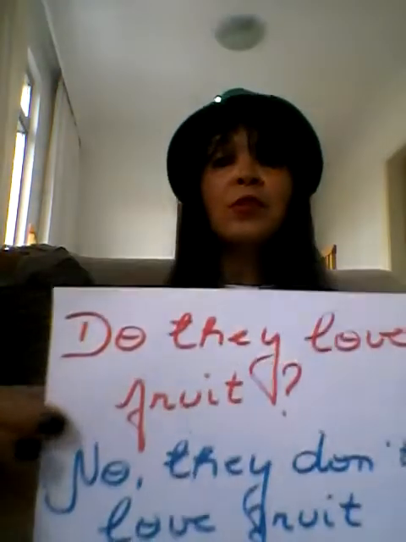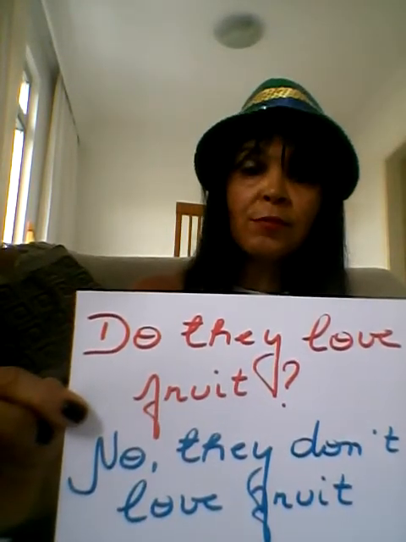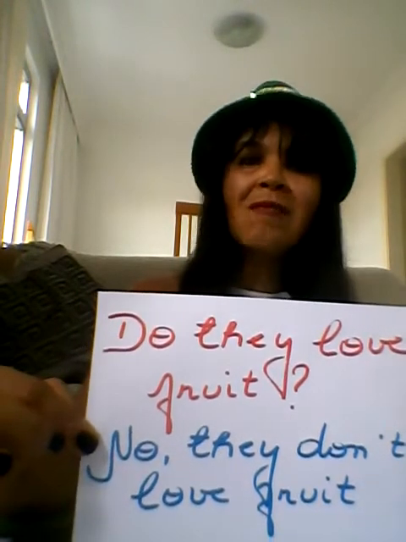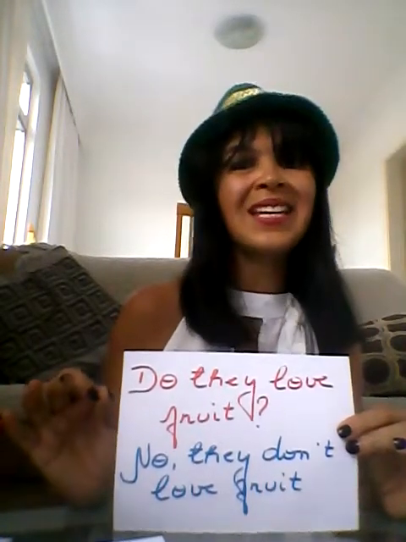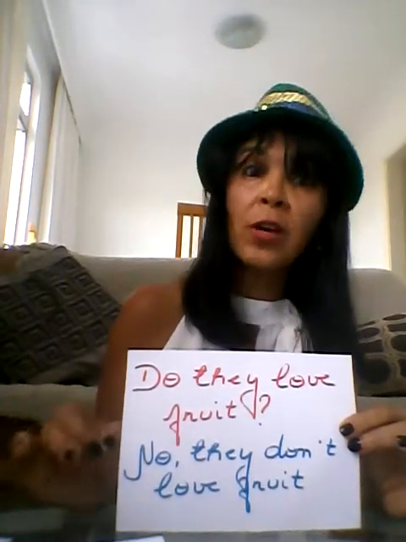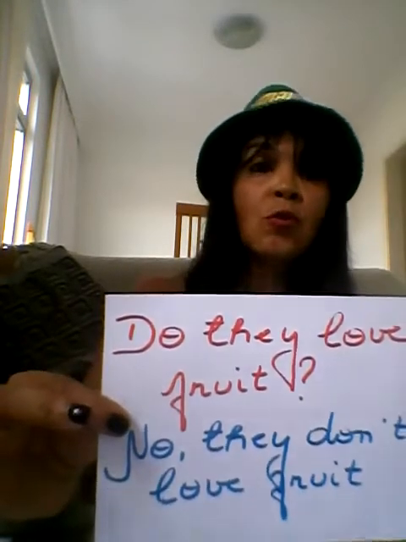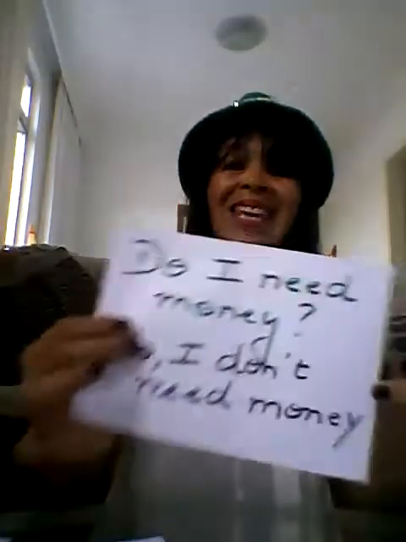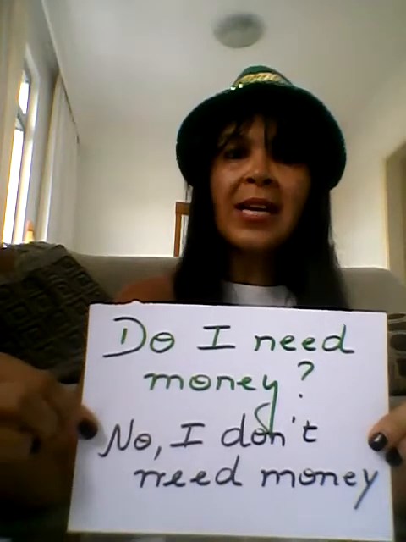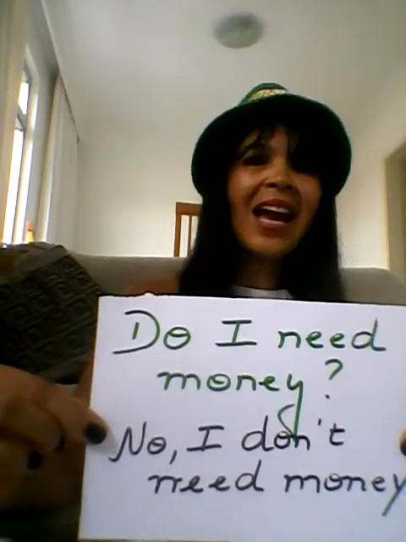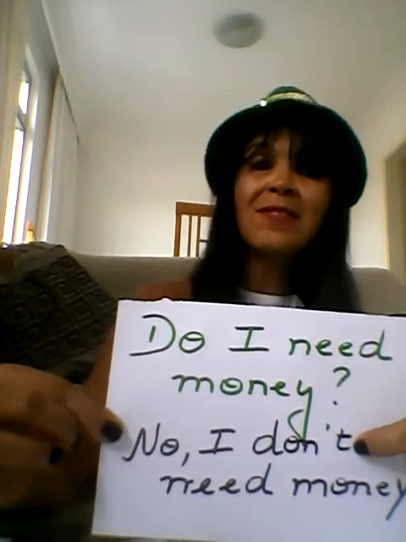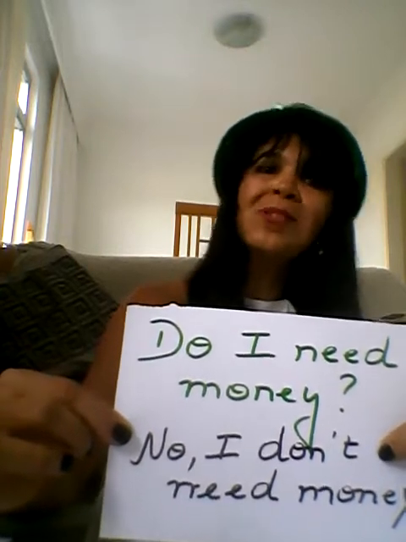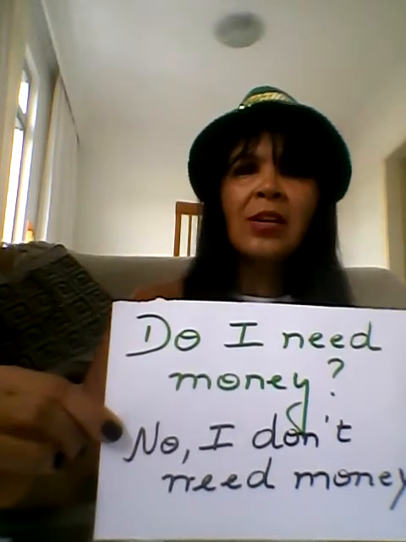Do they love fruit? No, they don't love fruit. Here we have some examples about long answers, but in a negative way. Negative long answers. Do they love fruit? No, they don't love fruit. Do I need money? No, I don't need money. No, I don't. Pay attention that now we have the negative auxiliary verb do plus not. Don't. No, I don't need money.